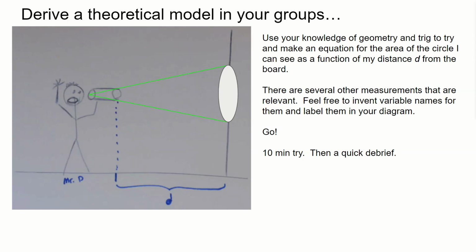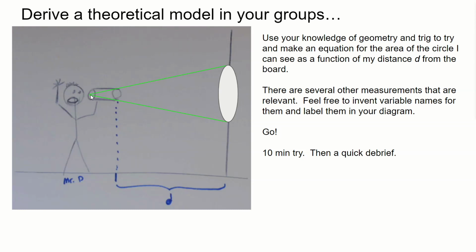So you collected data, you tried to fit a curve to your data. Let's now derive a theoretical model for the same situation. We think that the viewable area should be a function of the distance that you're standing from the board. And I've drawn a little sort of guide to help imagine this.